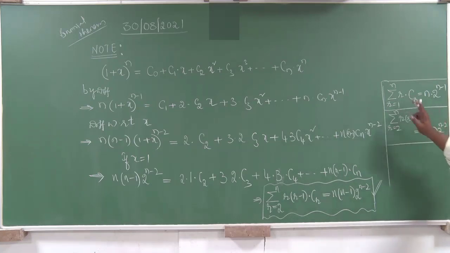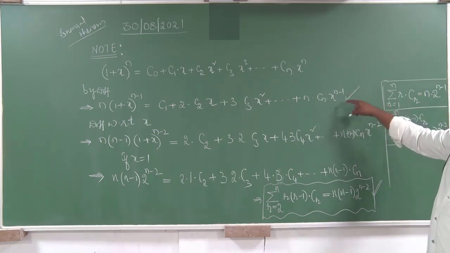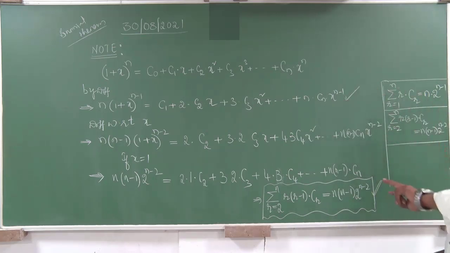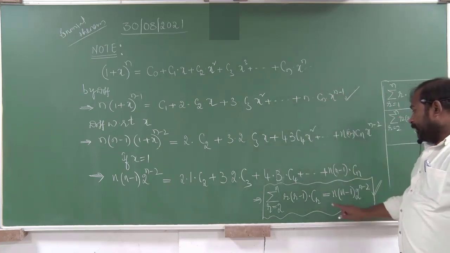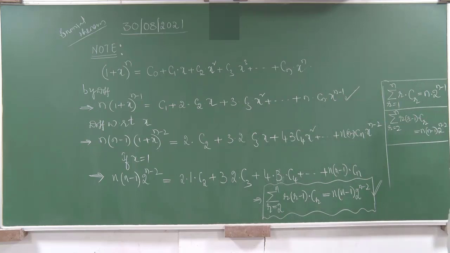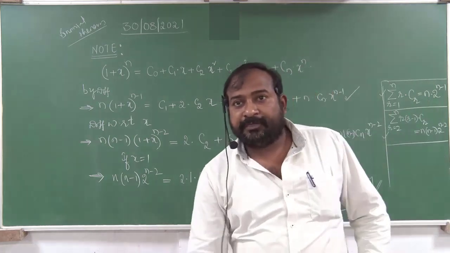So what is the first one? Sigma r = 1 to n of r Cr is given by n 2^(n-1). How did you get it? If you differentiate one time, you will get this result. If you differentiate this binomial theorem expression 2 times, you will get this result: sigma r = 2 to n of r(r-1) Cr equals n(n-1) 2^(n-2). These 2 important points, from a competitive exam point of view, keep in your mind. Okay. Next.